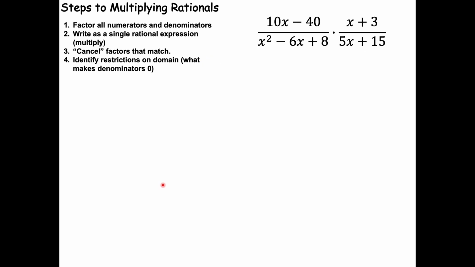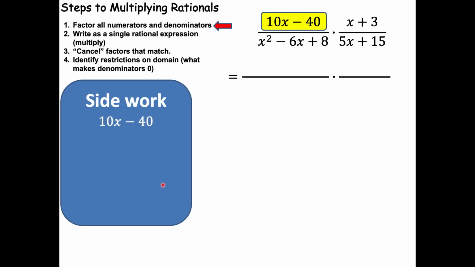Okay? All right, so another example. Same steps. We're going to factor all the numerators and denominators first. So starting to set this up, I got one rational expression times another one. Take a look at the 10x minus 40 first. 10x minus 40, I can pull a 10 off of both of those.